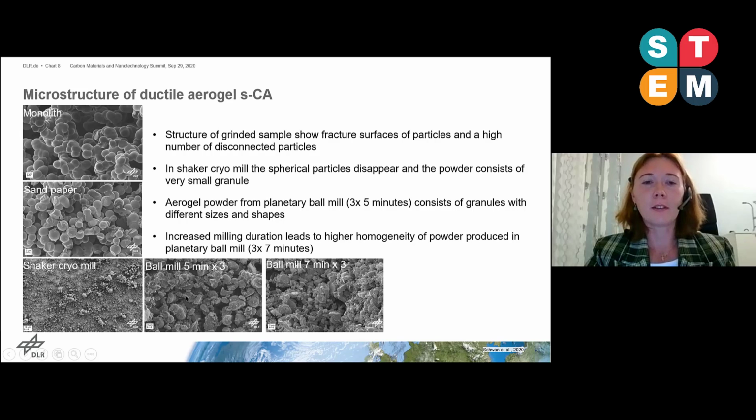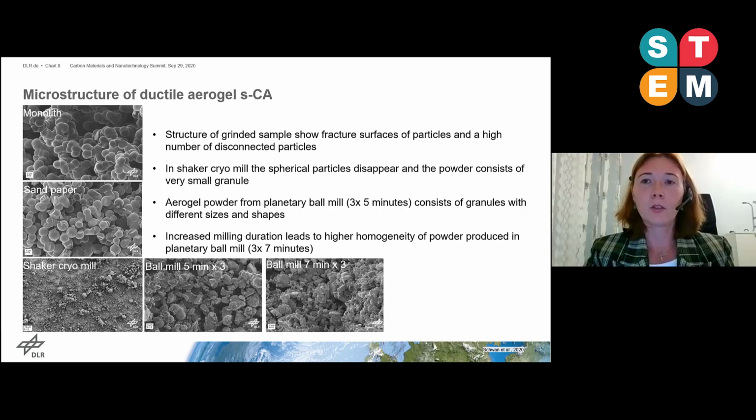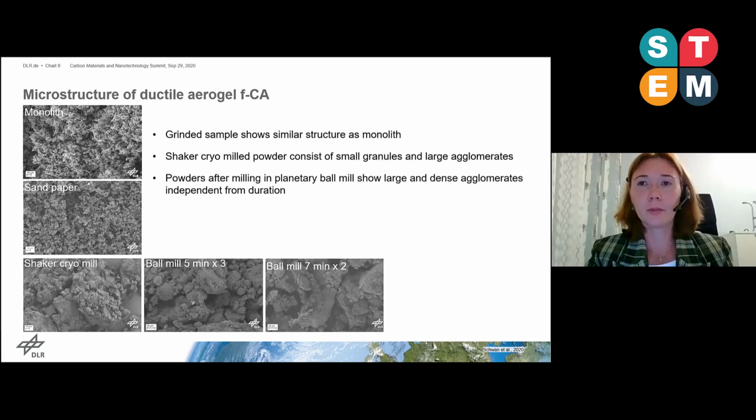And finally, in a ball mill and a repeated ball milling, we see that we could break the particles into smaller particles, but still the homogeneity is not that high. So if we need for our application a homogeneous particle size distribution, we need to repeat this ball milling to get it homogeneous. Then have a look at the flexible one.